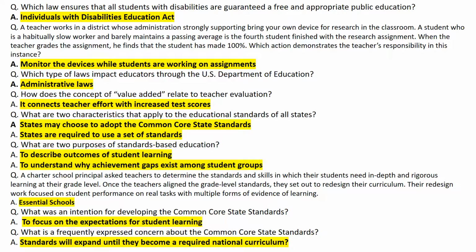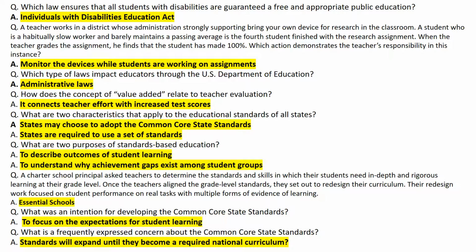Which type of law impacts educators through the United States Department of Education? Administrative laws. How does the concept of value added relate to teacher evaluation? It connects teacher effort with increased test scores. What are 2 characteristics that apply to the educational standard of all states? States may choose to adopt the Common Core state standards, and states are required to use a set of standards. What are two purposes of standard-based education? To describe outcomes of student learning and to understand why achievement gaps exist among student groups.